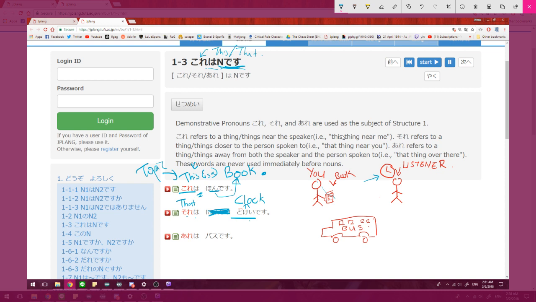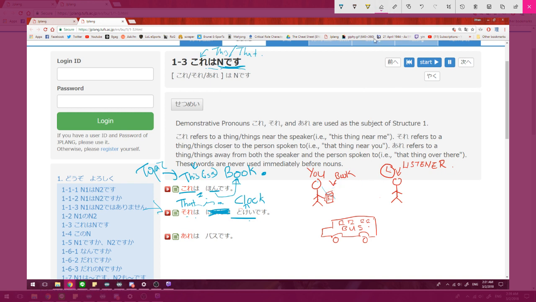So back to where we are here. The second sentence says that is a clock, right? Now, the reason why that makes sense is because it's far away from you, and you're talking to a person, hey, that thing over there next to you, yeah, that's a clock, okay? That so far is perfect, right?